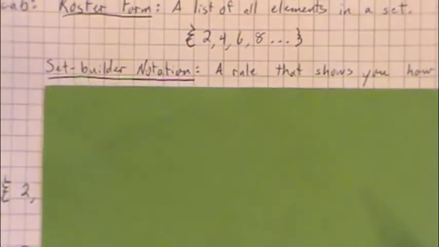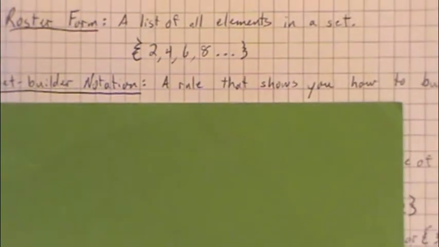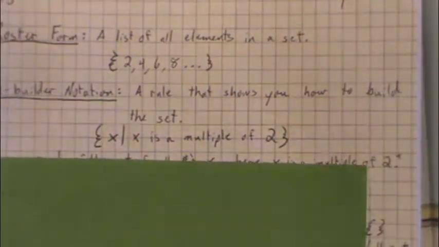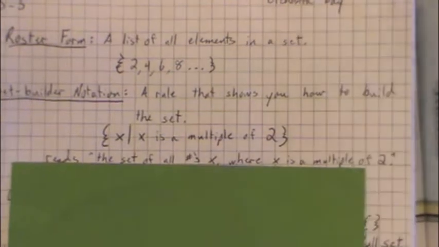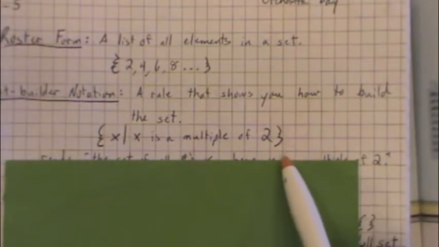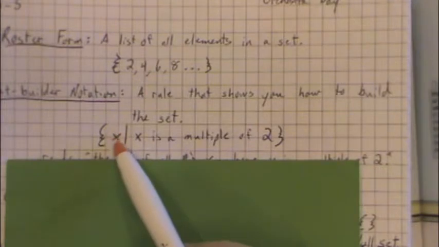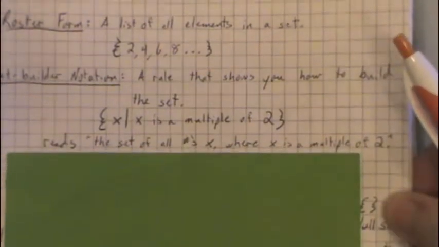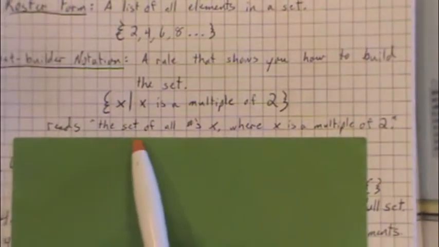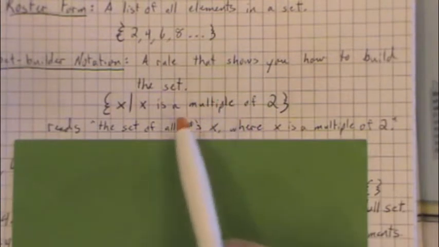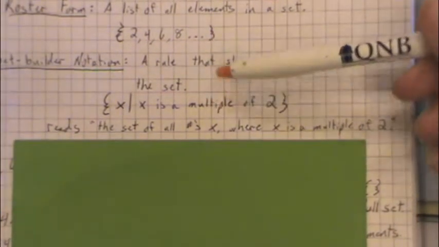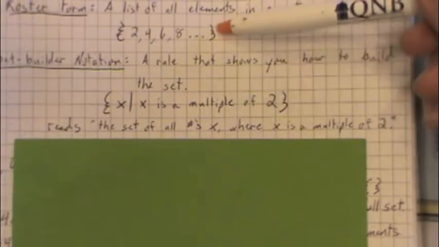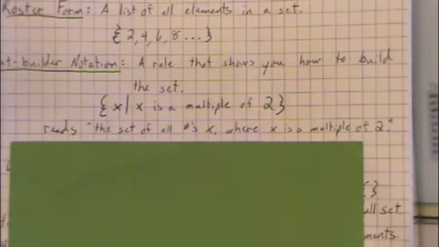Your next vocabulary word, set builder notation, which is a rule that shows you how to build the set. So we've still got the brackets on either side of it, but there's x and this line. x is a multiple of 2. The way you read this is funky math speak again: the set of all numbers x, where x is a multiple of 2. So these two things are the same set. It's just this one is giving you the exact elements, and this one is giving you the rule. This one's called roster form. This one's called set builder notation.